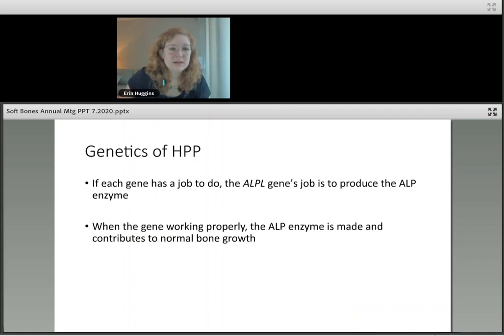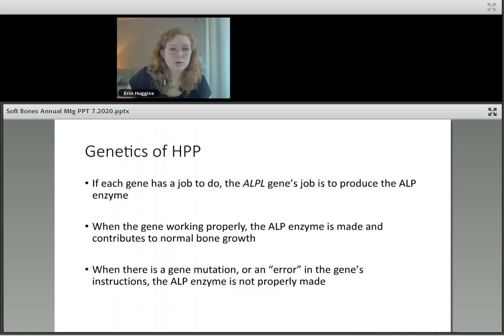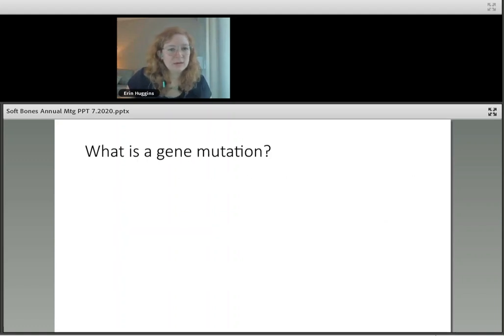All right, so this is just reiterating each gene and its job. Whenever ALPL is functioning properly, that enzyme is made, and it contributes to normal growth. But if there's an error in the instruction manual, think about a page missing or a spelling mistake, and the gene can't properly follow those instructions, that ALPL enzyme is not made correctly. So what is a gene mutation actually?